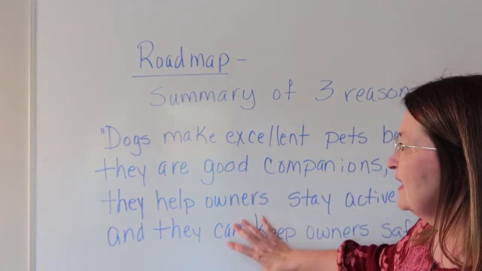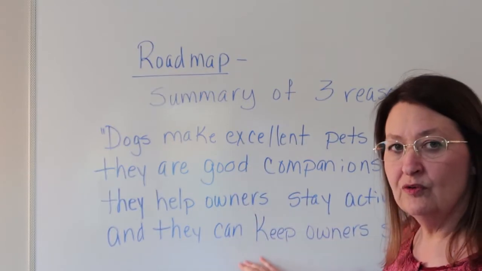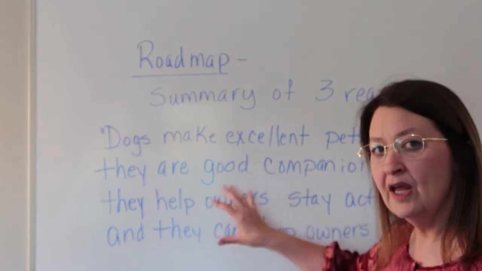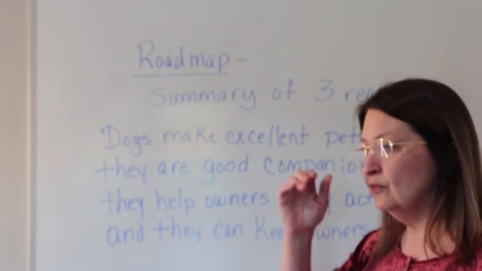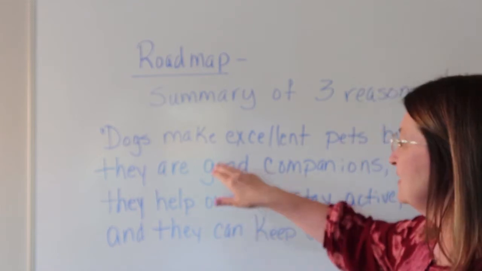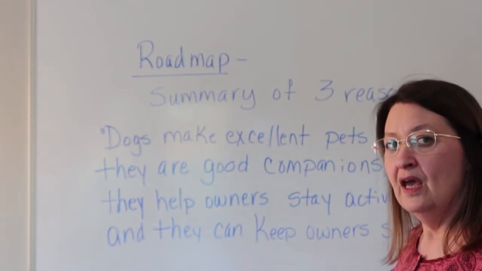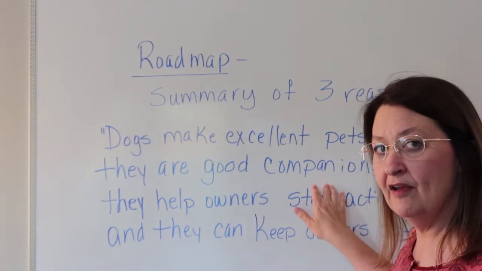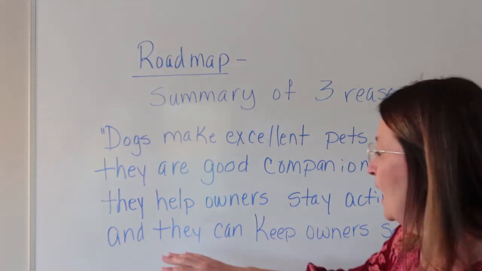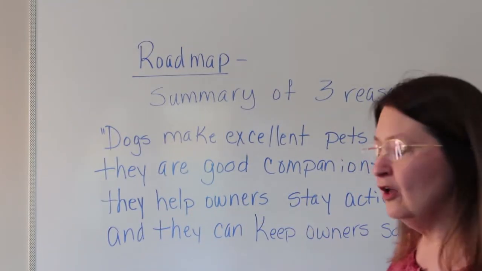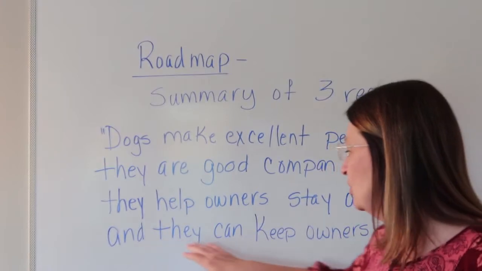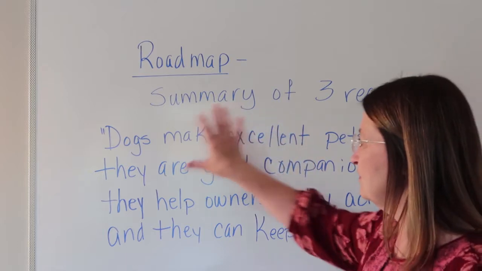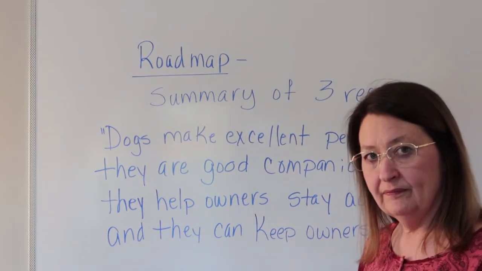Now, in the rest of your essay, you're going to address these 3 reasons in this order. So when you're organizing your introduction, however you plan to write your 3 body paragraphs, that's the order that you want these things. So I know as a reader, the next thing I'm fixing to read about in the next paragraph is how are dogs good companions. And then the next paragraph is going to be how they help owners stay active. And then I'm going to be told how they can keep their owners safe. So this is what your roadmap looks like.